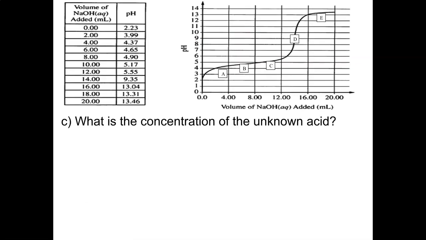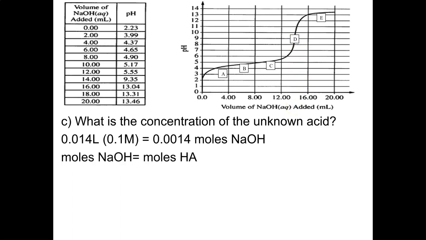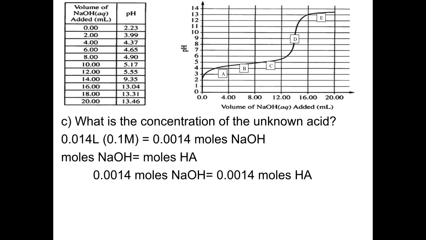What's the concentration of the unknown acid? So we take our concentration of the base we're adding times the volume at the equivalence point, which is 14 milliliters, right? You get 0.0014 moles. You know your moles of NaOH equals your moles of HA because it's the equivalence point. So you have 0.0014 moles of HA. Divide that by the volume you started with, which is 0.014 liters. They gave that to you in the beginning.